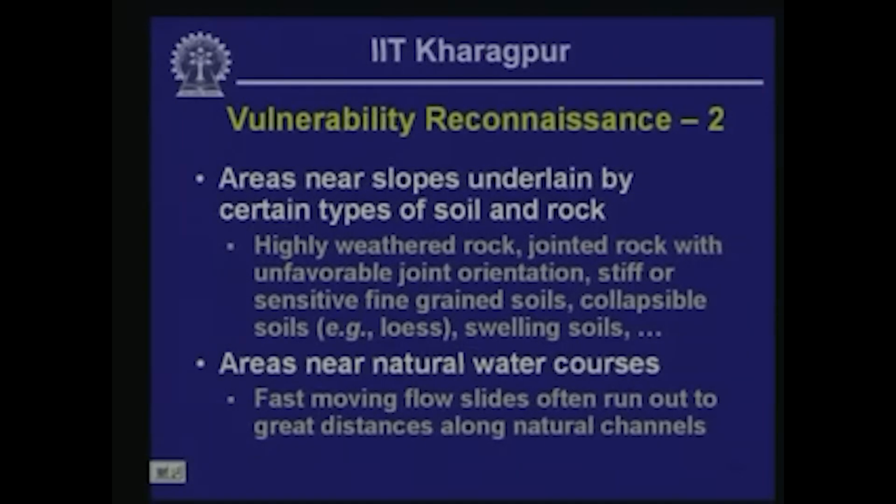Areas near natural water courses are vulnerable to fast moving flow slides if you expect one such flow slide to occur in the upstream area of that particular region, because flow slides run out, as I mentioned, to great distances, several kilometers downslope from the location where the flow slides are originally triggered.